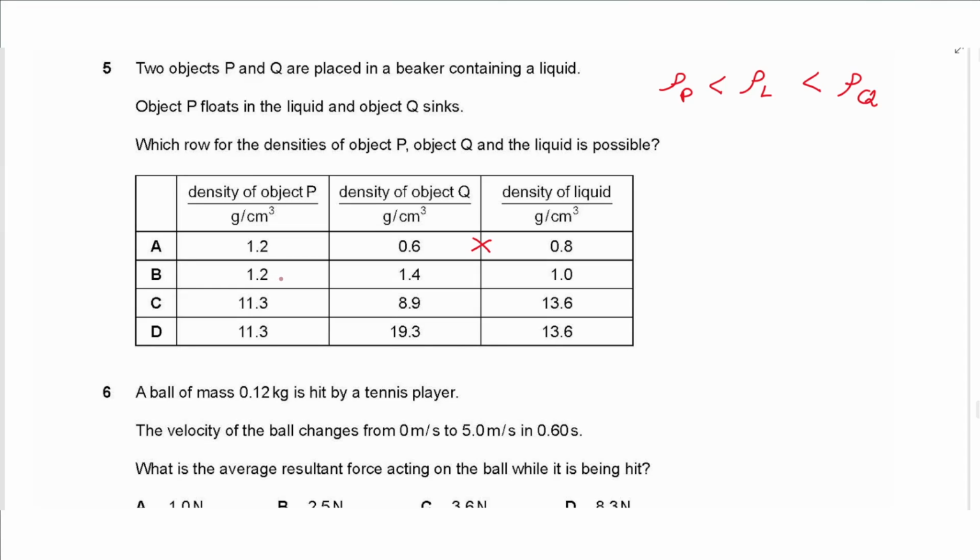B we have P having the intermediate density, so it's not correct. For C we have 11.3, 8.9, that is less, correct. But again, it is less than the density of the liquid, so it's not correct. So the final answer would be D, since the density of the liquid is between the density of object P and object Q. So going from lowest to highest, we go like this. That's why this is the correct answer.